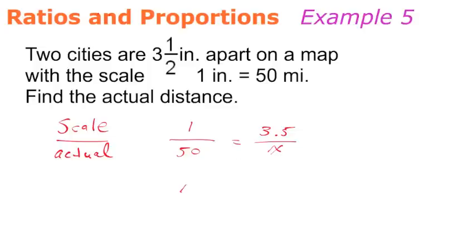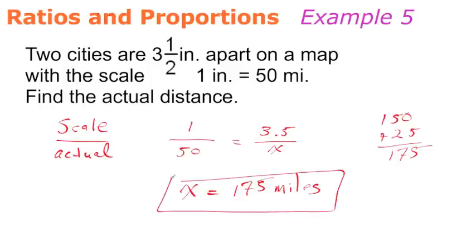X times 1 is equal to x. And 50 times 3.5. Well, 50 times 3 is 150. And half of 50 is 25. So if we add those together, that gives us 175. So the actual distance here is 175 miles.